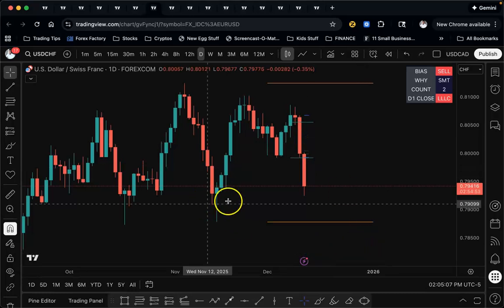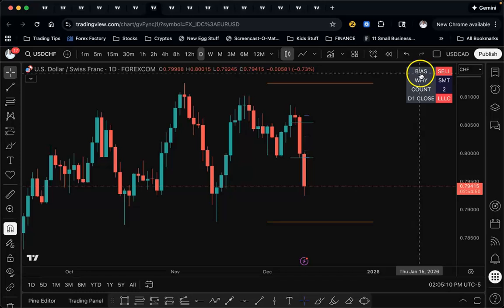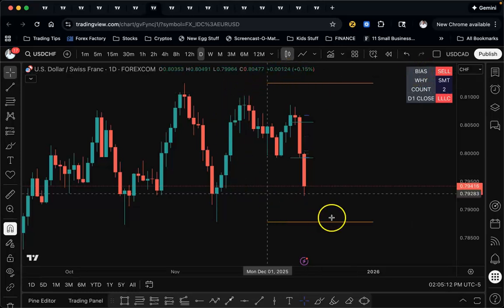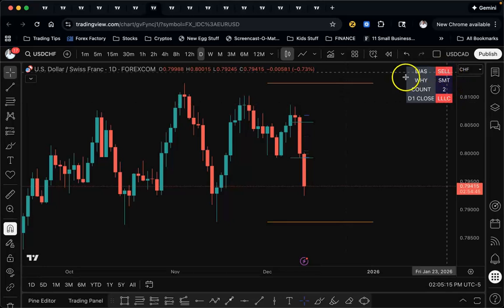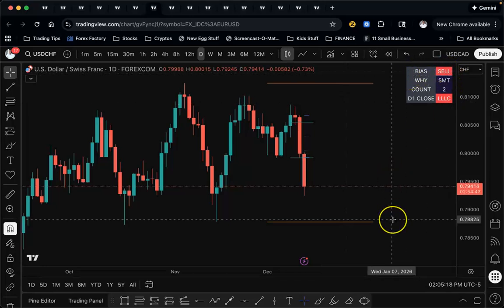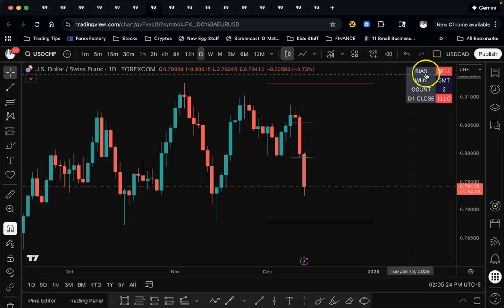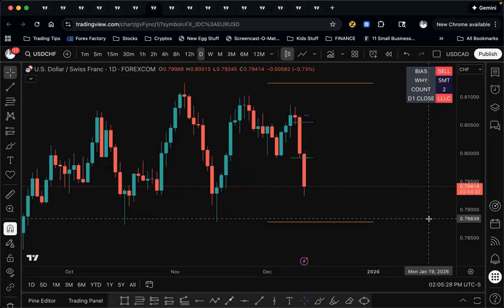So basically now, once it finds out what the institutions are doing via these raids, it's going to set a bias, right? And the bias is going to be either sell or buy, and some days it might be neutral if the market is messy, right? So this is what it's doing. It's setting the bias. This is my heads up display. It's going to set the bias.